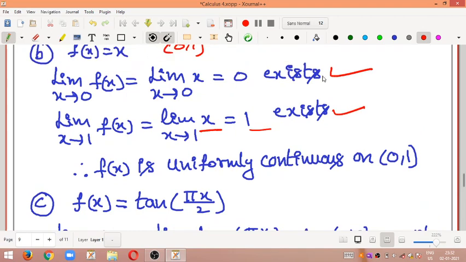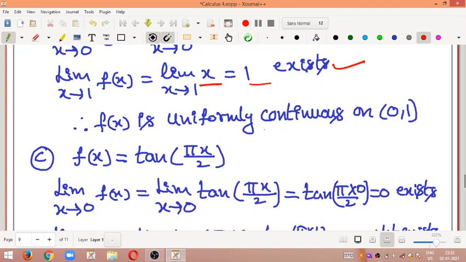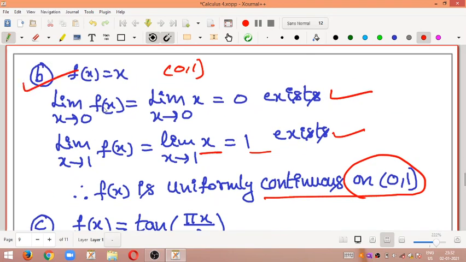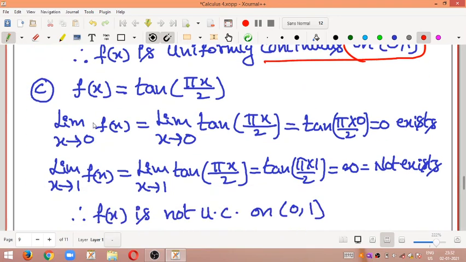Here also, both limits, as x tends to a and as x tends to b, exist and are finite. So f(x) is uniformly continuous on this interval, and option B is also a correct option. Next we check this function.